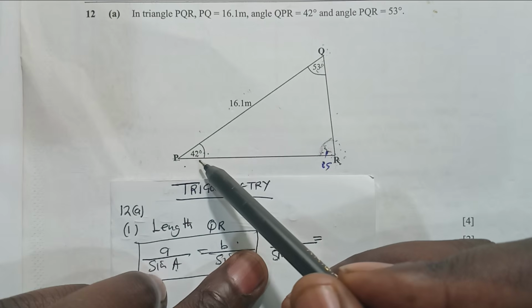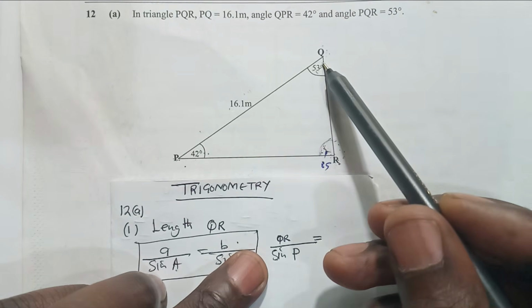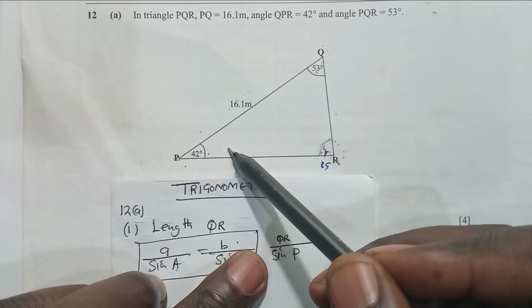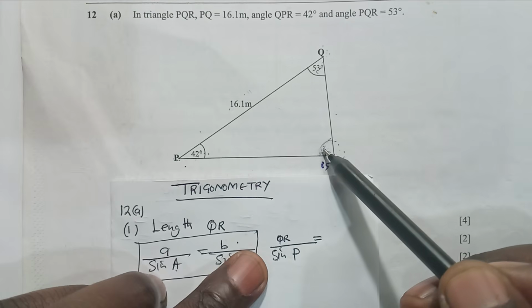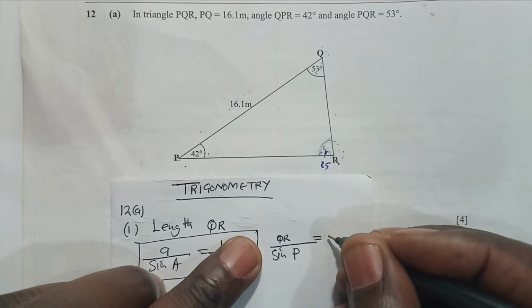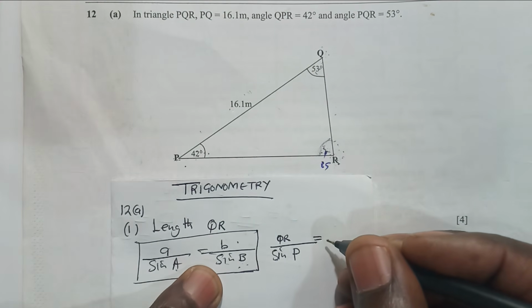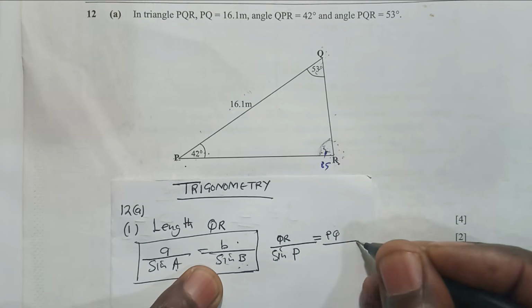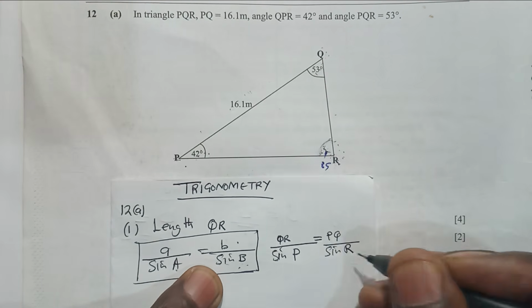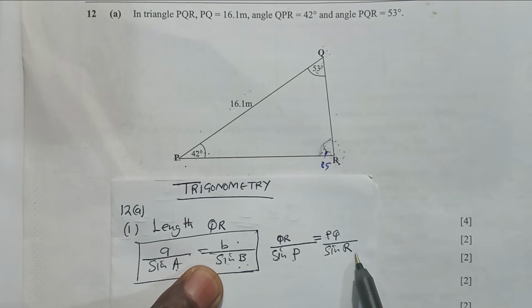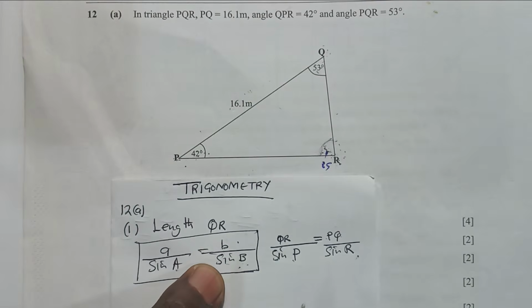In this case, we've been given the angle at P and the angle at Q. So we can find the angle at R by simply subtracting these two angles from 180. We can say the sides that we are going to use to make this pair complete is PQ over sine R. So this is the formula that we are going to apply, where QR and PQ are the sides, then P and R represent the angles that we are going to use.